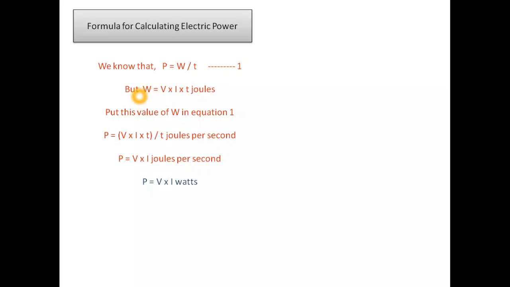We can substitute this value of W in equation one. So what will we get? Power as it is. Instead of W, we write V into I into t and then divide by t. t will get cancelled out and you will remain with P equals V into I joules per second, or watt, because joule per second is equal to watt. So our power is equal to V into I watts. Here V is potential difference in volts and I is current in amperes. So the power in watts can be found by multiplying the potential difference in volts by the current in amperes.